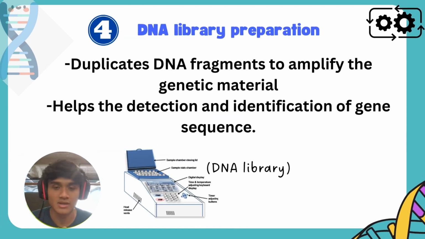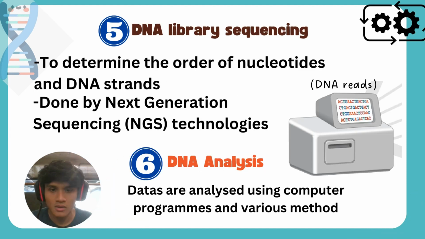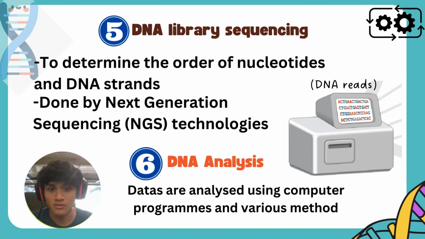The fourth step is DNA library preparation. This involves duplicating the DNA fragments to amplify the genetic material, and this will help the detection and identification of gene sequences. So from the DNA library, we will now proceed to DNA sequencing. This is to determine the order of nucleotides in DNA strands. Most sequencing is done by next generation sequencing technologies. Those DNA fragments are now called DNA reads. And after we obtain the DNA reads, we can now analyze the DNA using computer programs or even other methods.